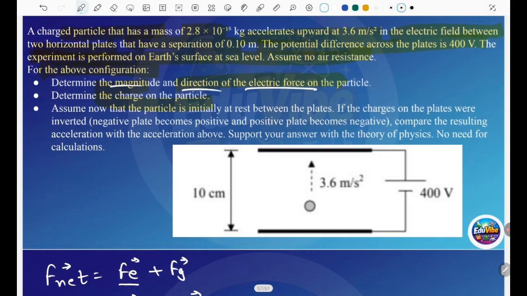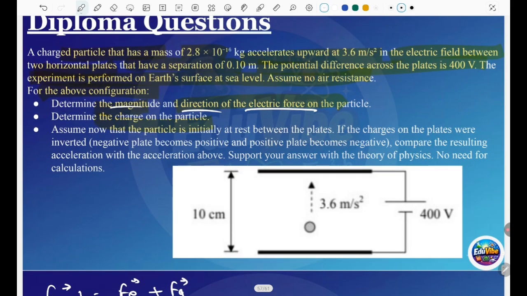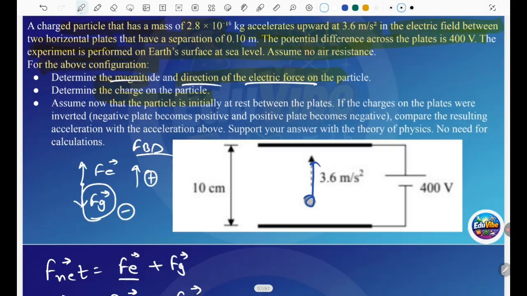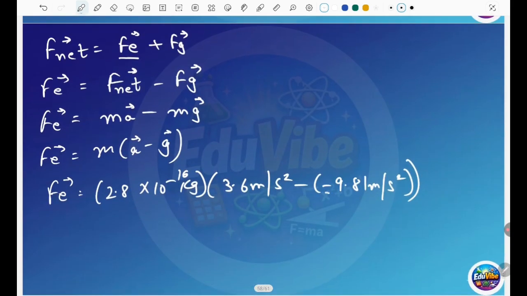Why is it negative? Because you will see that when we made the free body diagram of this, your Fg goes down, because this thing goes upward, which is your electric field. So your electric field goes up, so Fe goes up and Fg goes down. We take upward as positive because we are finding Fe, so Fe should be positive. So this means the gravitation force should be negative in that case. So that's why we take this in negative.